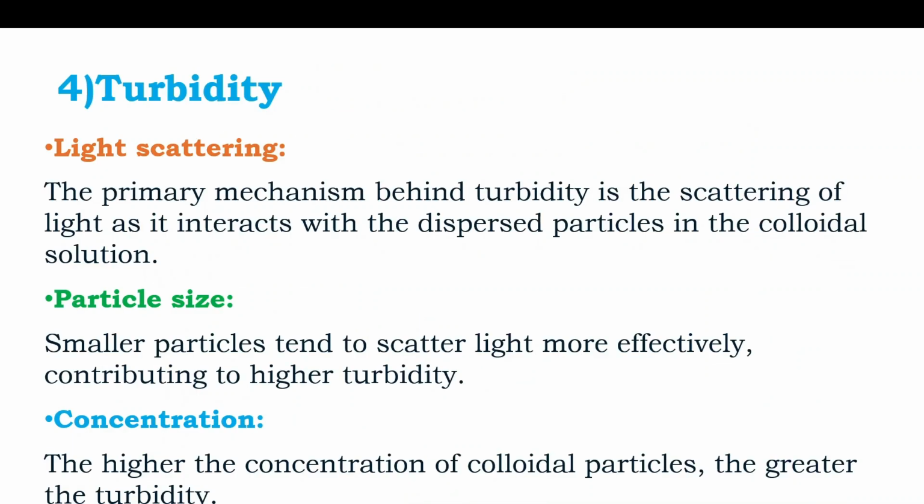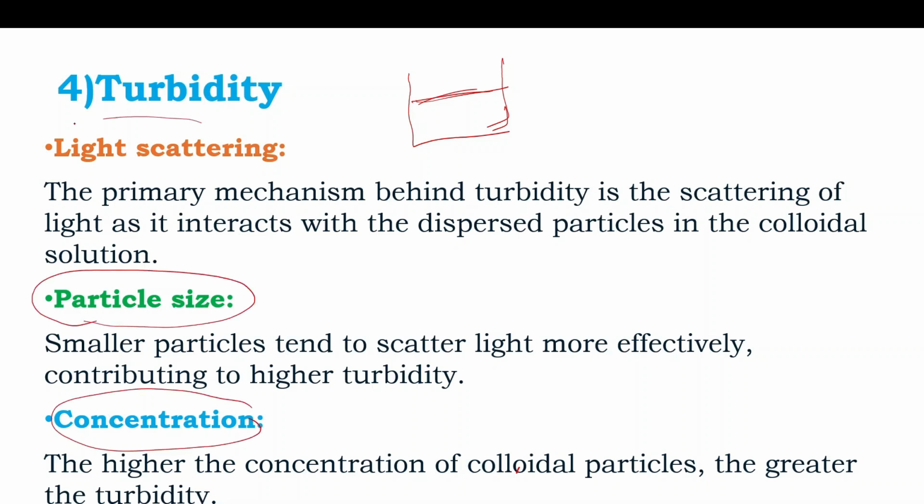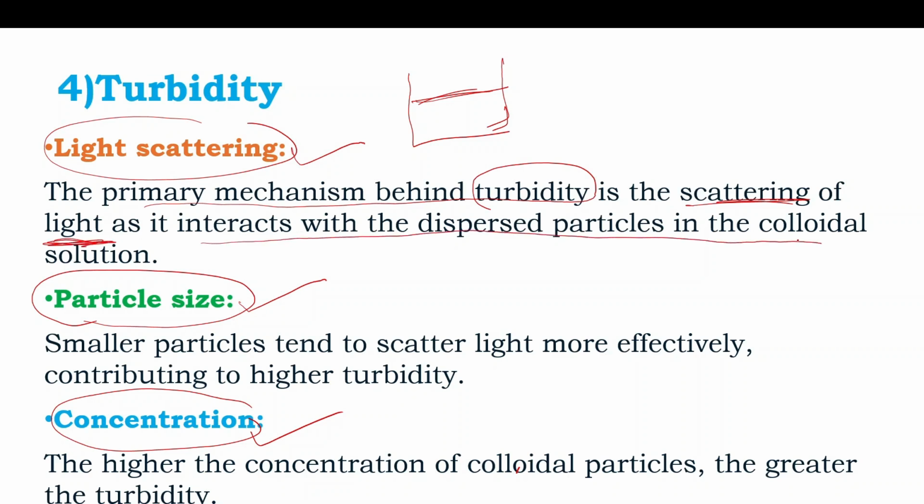Next we move forward to the turbidity of colloidal solutions. All of you observe this turbidity in day to day life. What is it? When we study particle size, concentration and light scattering, turbidity depends totally upon the light scattering, the particle size and the concentration. The primary mechanism of turbidity is the scattering of light as it interacts with the dispersed particles in the colloidal solution.